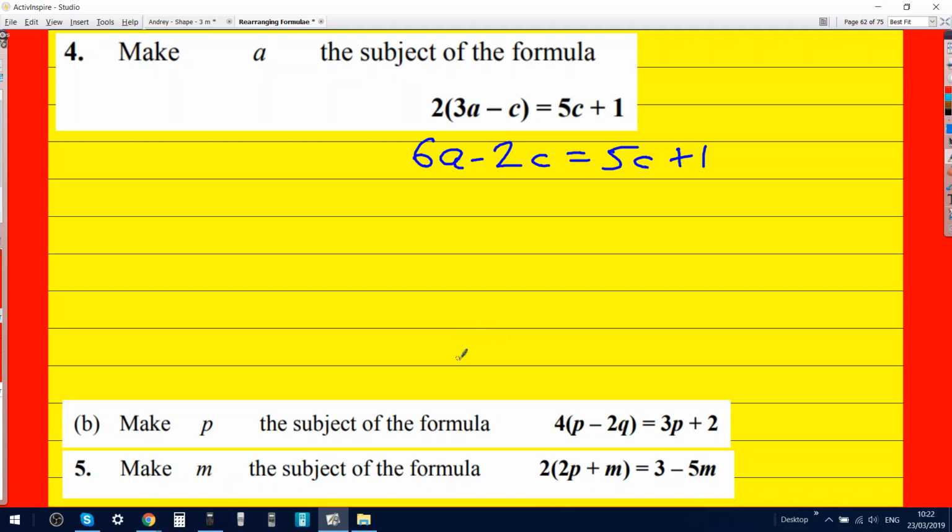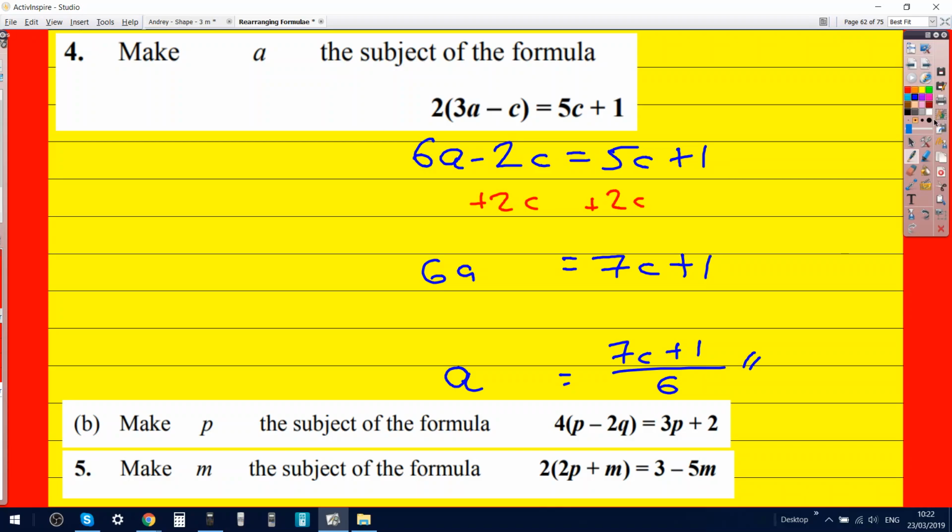Okay, so in this case you want a equals, so how would you go about that? You would definitely divide it by 6. And because of BIDMAS, is there any adding and subtracting you do before that? Would you add 2c to 5c? Yeah. Okay, so it'd be 7c plus 1. And then that leaves you 6a. So then would you have to divide it by 6? So 7c plus 1 divided by 6. Yeah, that's it.